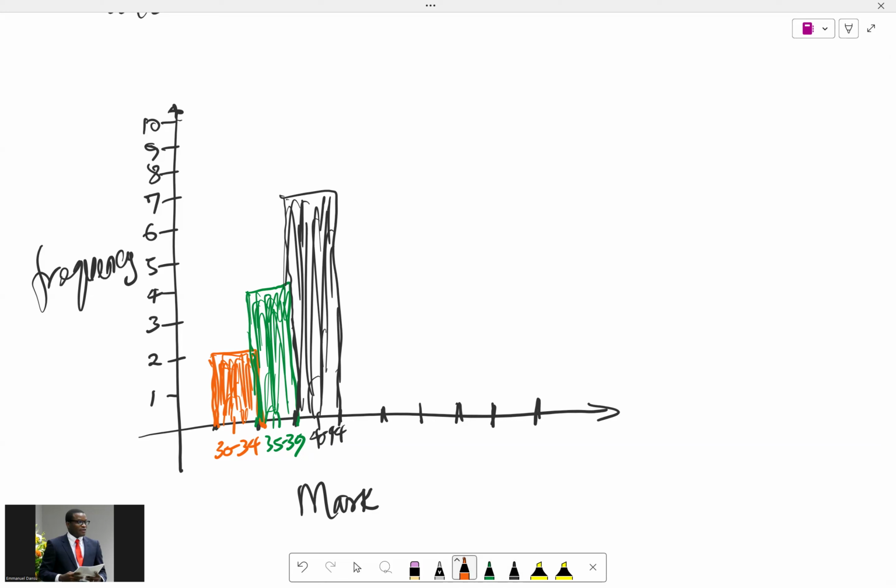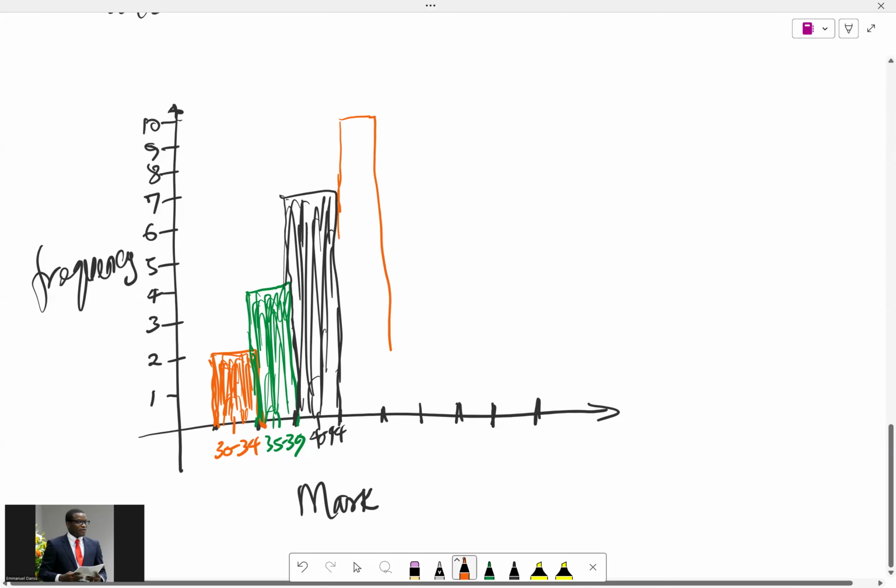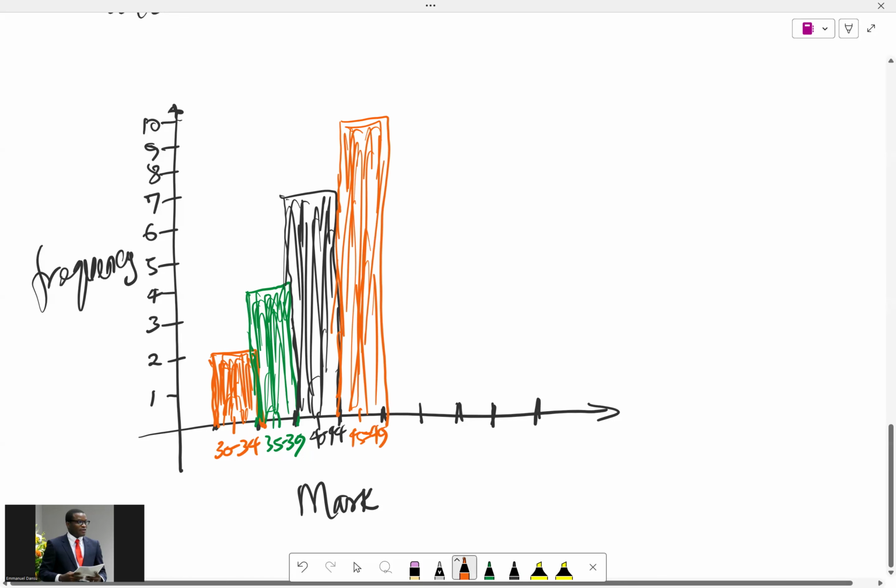So I go back to this. It's 10. Well, sorry, this thing is not perfect. So when you are doing yours, make sure it's in an exam condition. You need your ruler and everything to make sure everything is in order. So this is 45 to 49, clearly the modal class because it has the highest frequency.